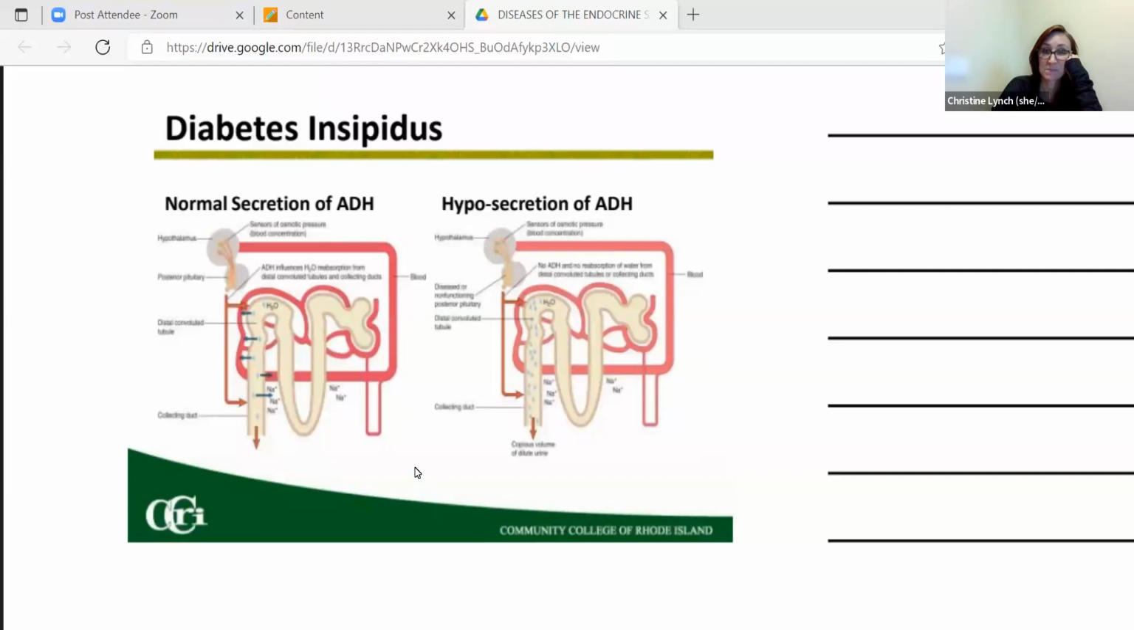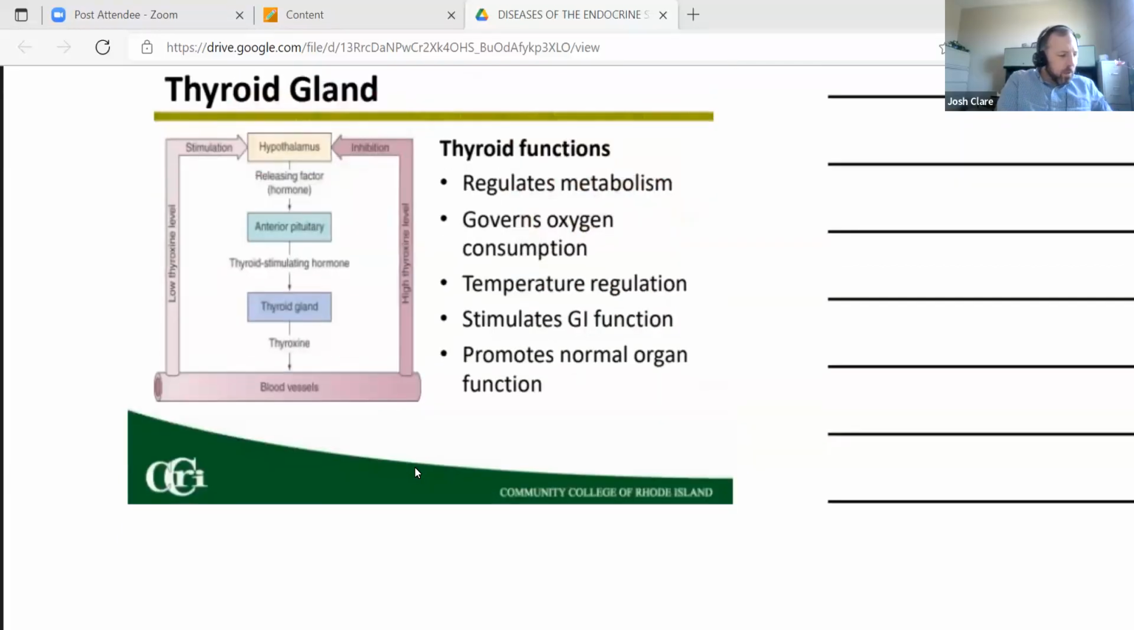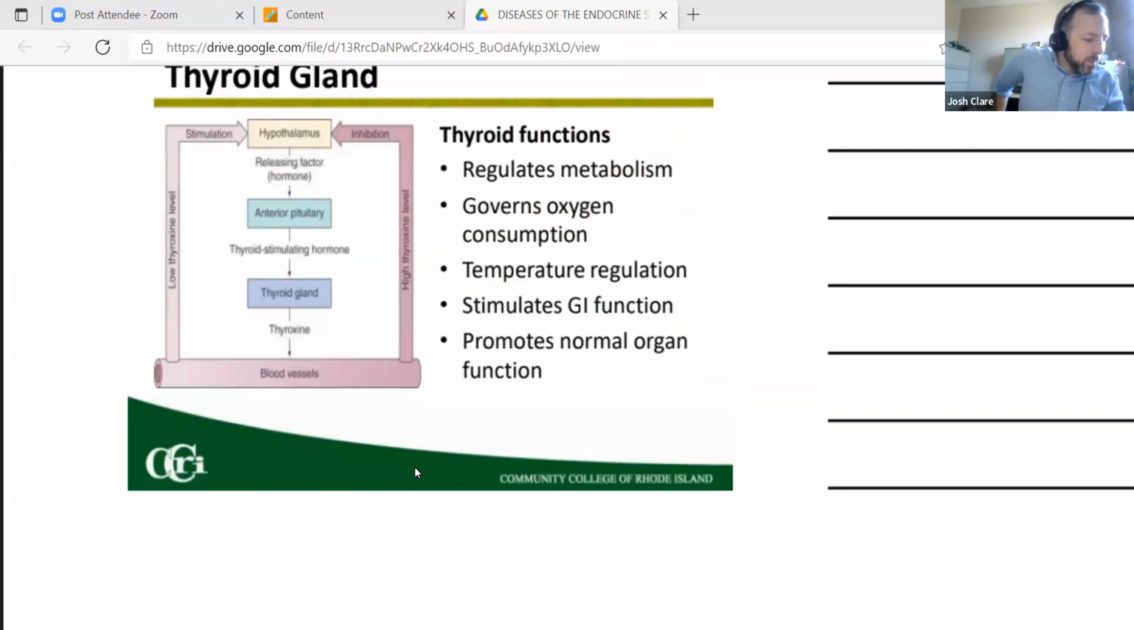Other things. So next up, thyroid gland. So there's a step-by-step process in place in order to have a normal thyroid function. The picture on the left here, the hypothalamus sends releasing factors to the anterior pituitary gland to release the thyroid stimulating hormone. The thyroid stimulating hormone goes into the thyroid and releases thyroxine, which is secreted into the blood.